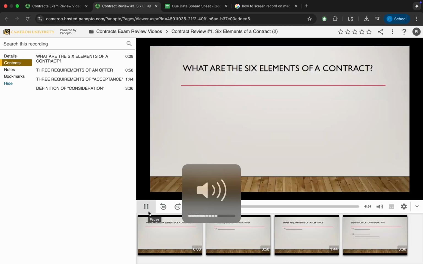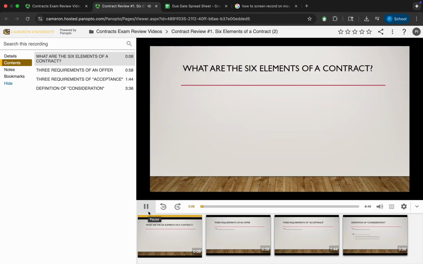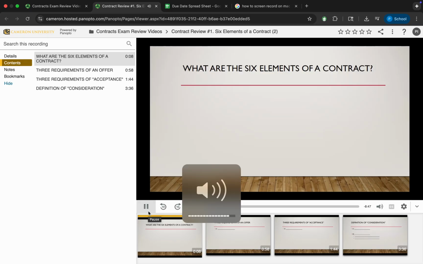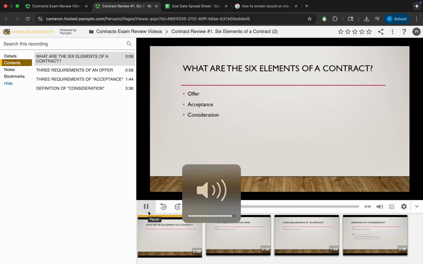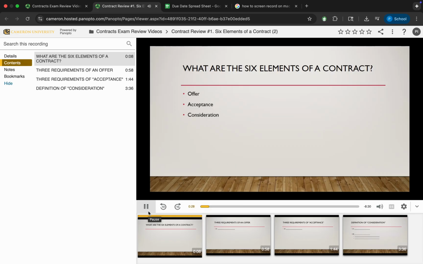This video will review the 6 elements of the contract, and then we'll provide more detail on the elements of offer, acceptance, and consideration. The 6 elements of the contract include offer, acceptance, consideration, and we could actually stop right here. Once we have these 3 elements, we do have a legal agreement.